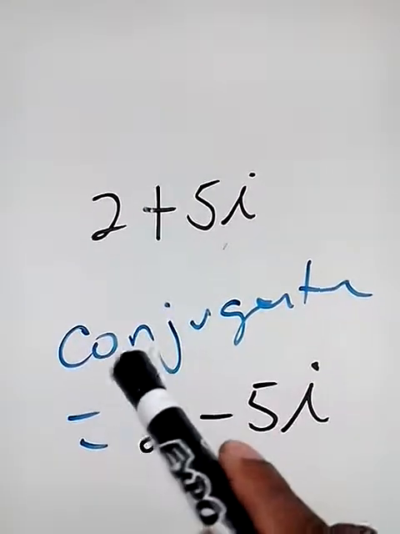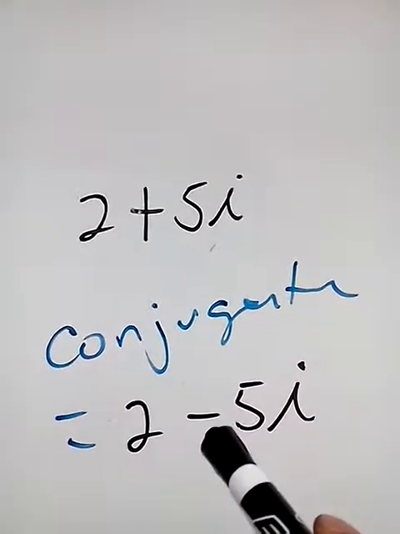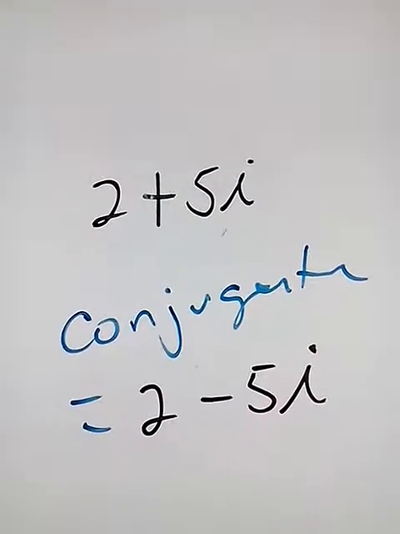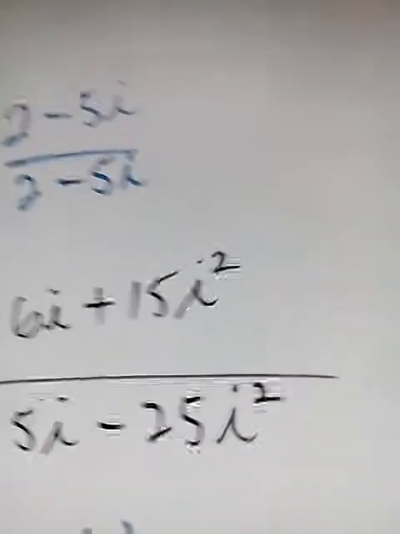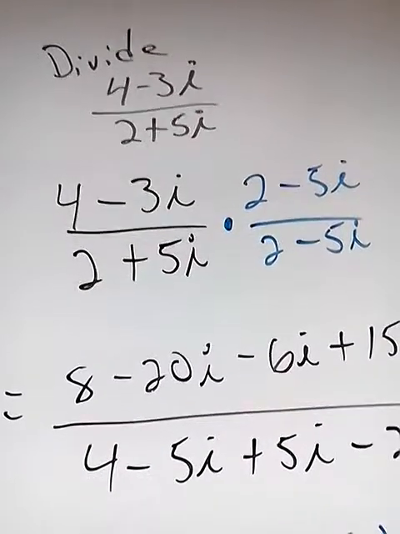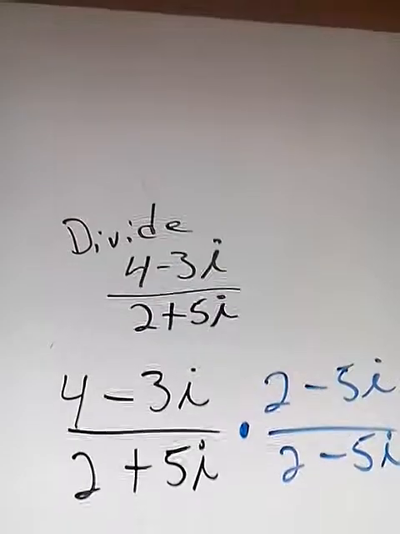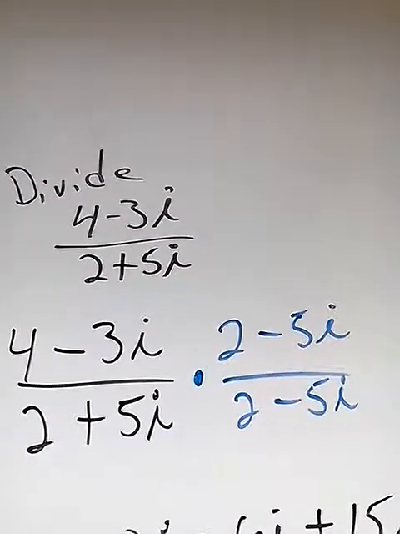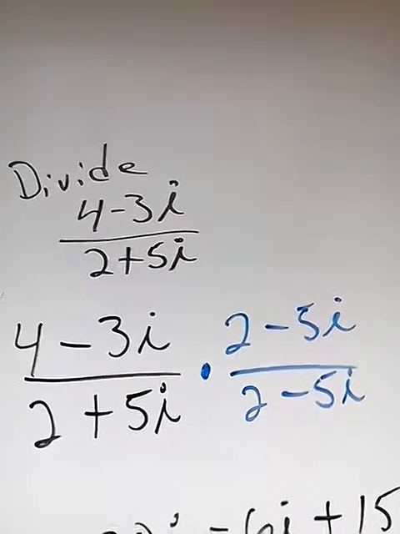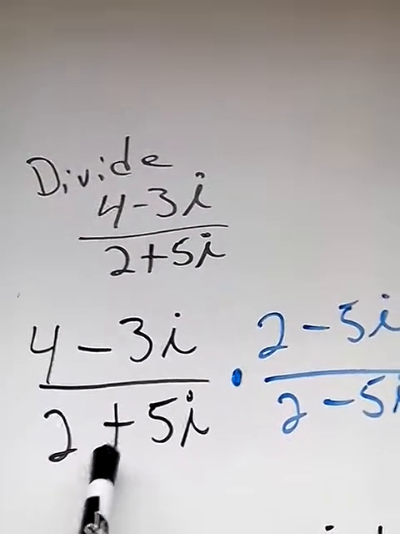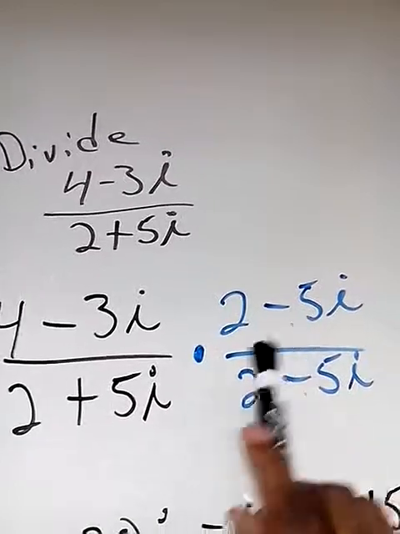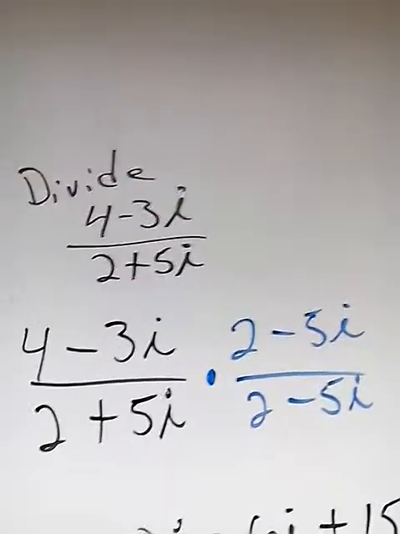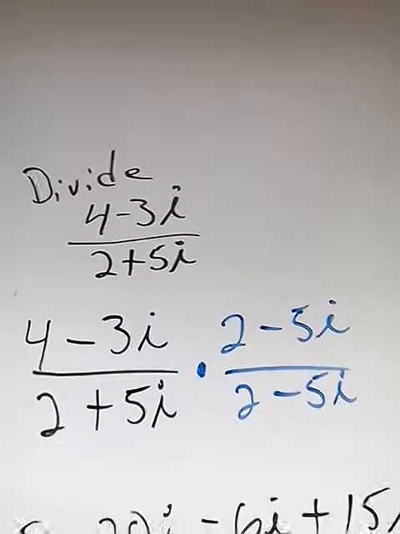Well, if we think of it in terms of a conjugate, changing the sign that's in front of the imaginary number would be the conjugate. We would take that and multiply both the numerator and the denominator by that. So 2 minus 5i times both the numerator and the denominator, which would be thought of as the conjugate of the 2 plus 5i by changing the sign in front of the imaginary number.